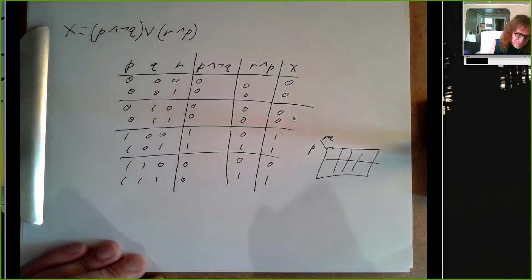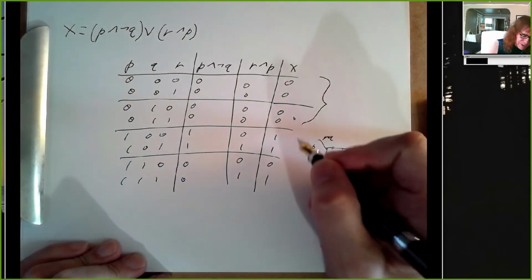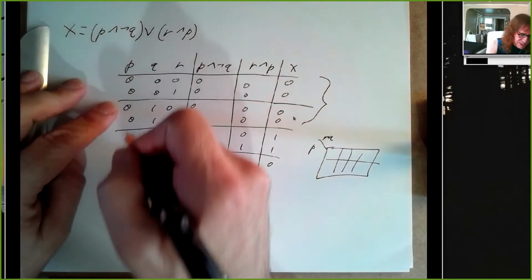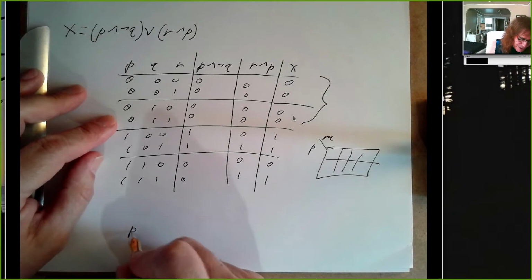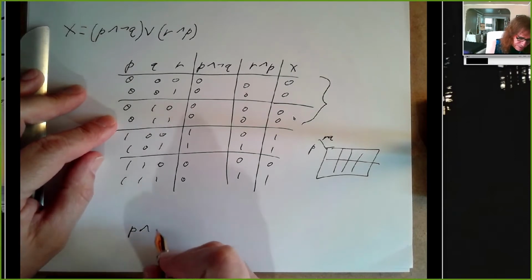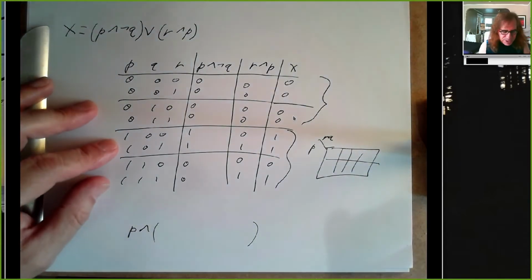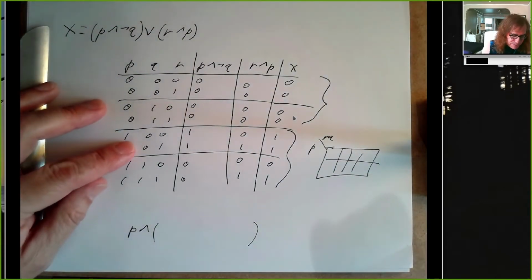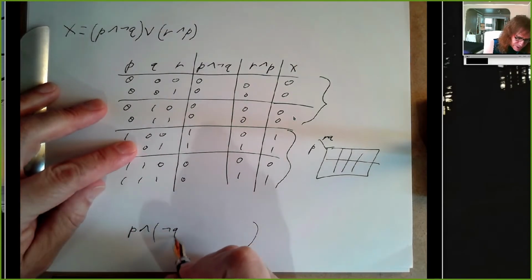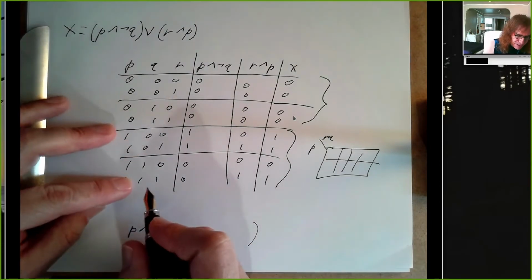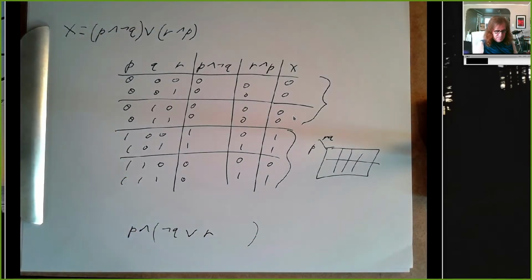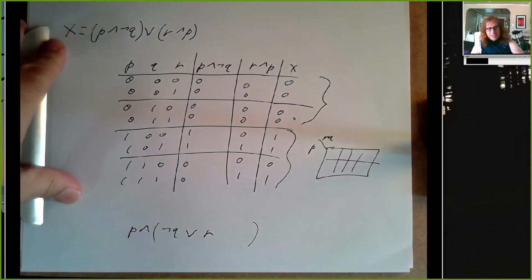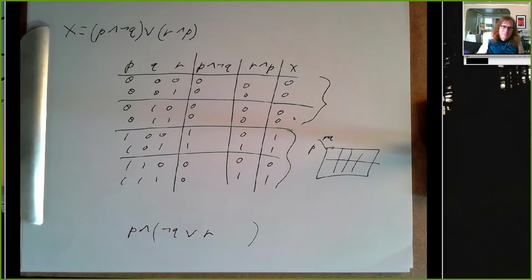I can fake it by having done some K-maps. Looking at this top section, I can see that P has got to be a 1. If P is 0, I know that X is automatically 0. So P has got to be a 1. And then I'm going to AND that with something that gives me this bottom part. Well, this bottom part is going to be 1 if either Q is a 0 or if I'm down here where R is a 1. So there's an expression that's logically equivalent to X, but it's different from X in that it doesn't have the same form.